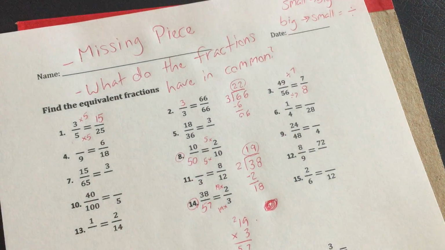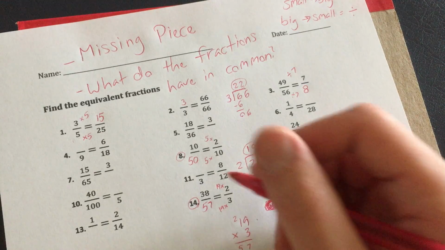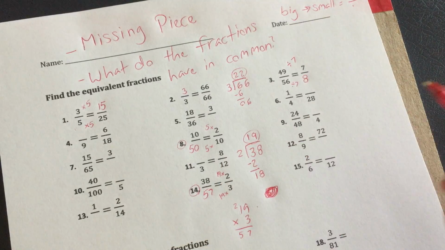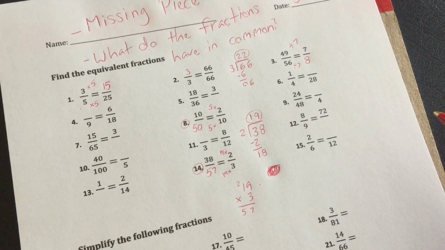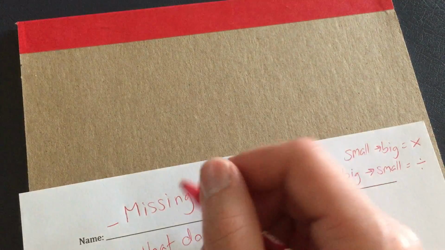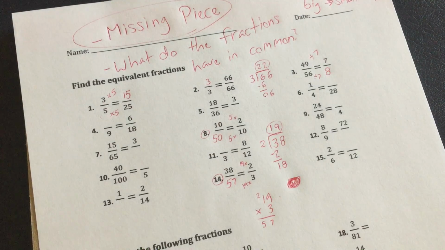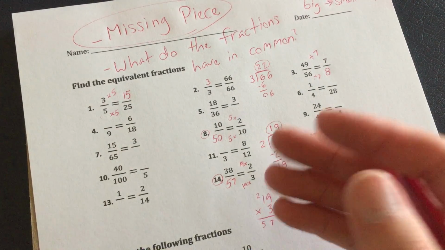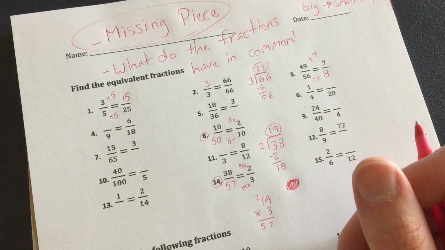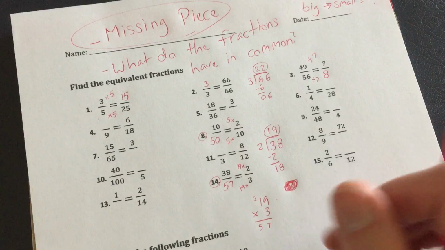There we are. So 2/3 is the same as 38/57 in that problem right there. Good stuff. So that is the missing piece. We try to figure out that missing piece by figuring out what we have to multiply by or divide by in order to keep the fraction the same on one side and figure out what we're missing on the other side.